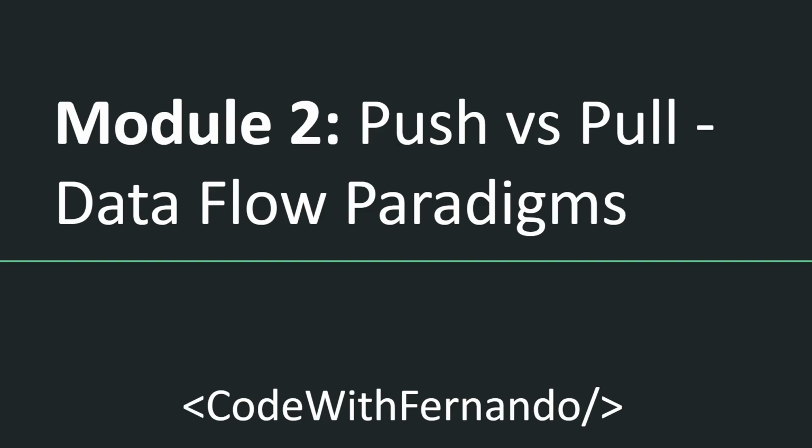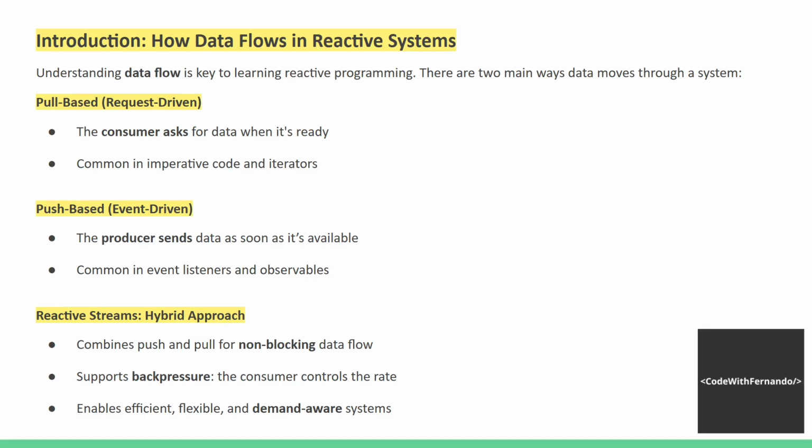This one we are going to continue with module 2, push versus pull data flow paradigms. So, introduction: how data flows in reactive systems. Understanding data flow is a key level in reactive programming. We can find two main ways data moves through a system.